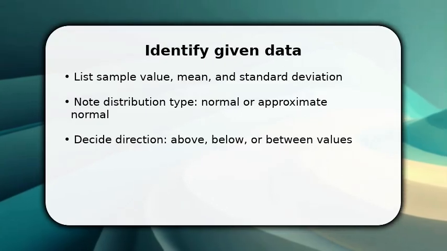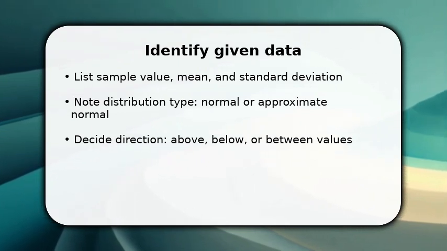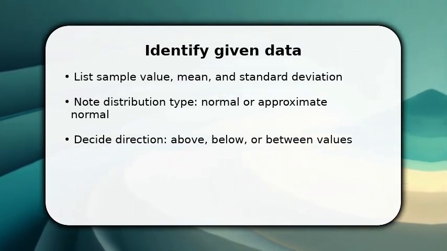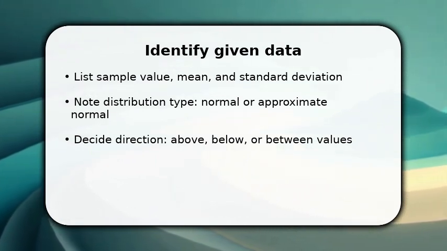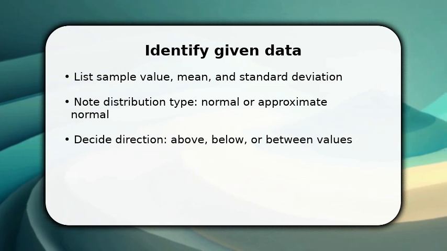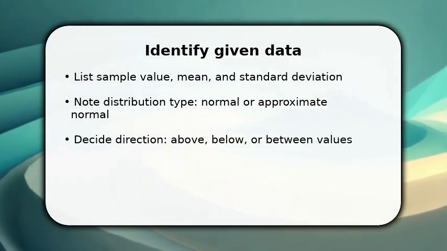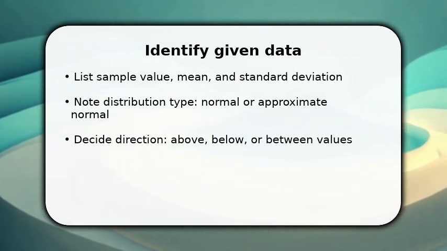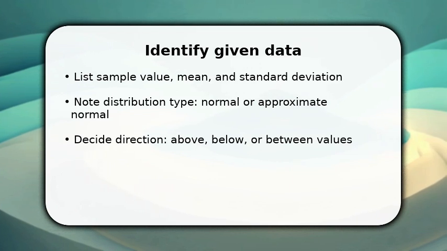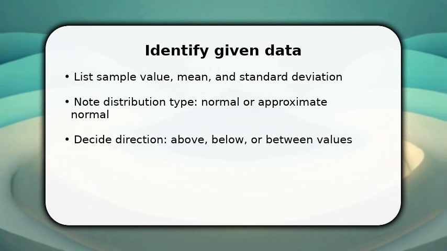You start by writing down the sample value, the mean, and the standard deviation. Do that immediately. Once done, confirm the problem assumes a normal or approximately normal distribution, so Z applies. Next, decide whether you need P for above, below, or between two values. This determines which tail or area you want. Make sure units match, same units for mean, value, and standard deviation. This step prevents setup errors and gets you ready to calculate the Z.